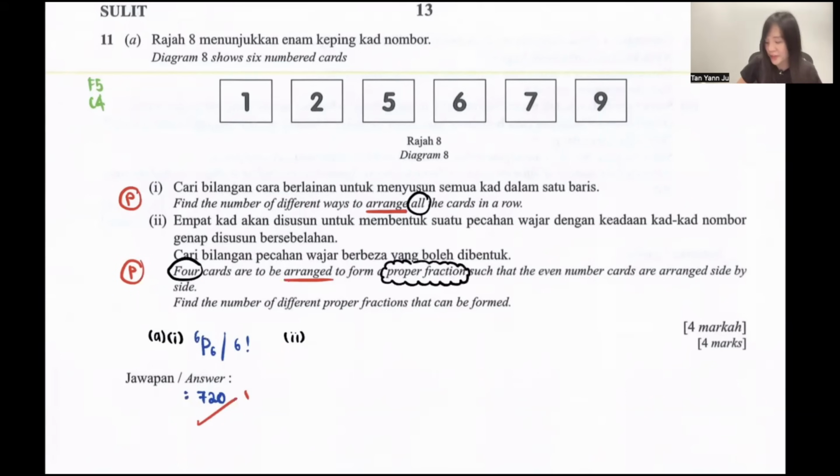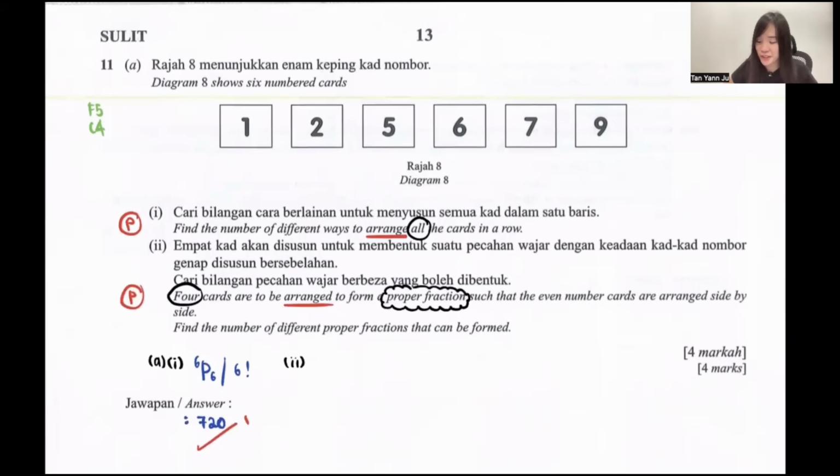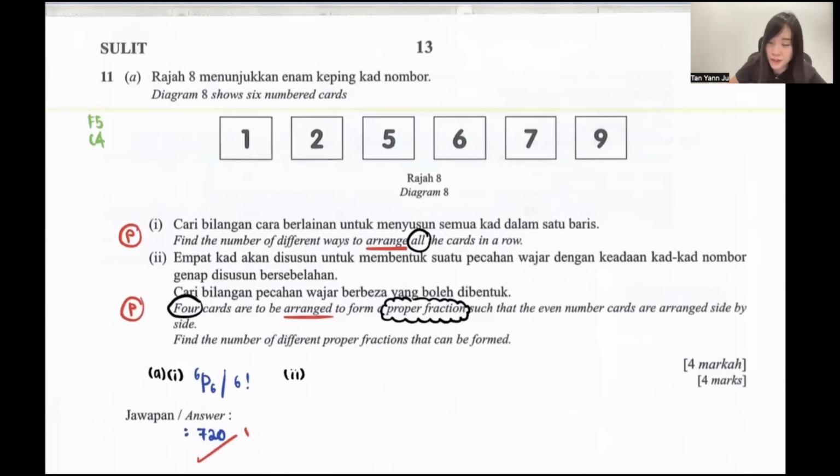You know what is a proper fraction? I think you know what is an improper fraction. What is an improper fraction? 3 over 2. Then what is a proper fraction? 2 over 3. So proper fraction, guys, the top is always smaller than the bottom. You're going to remember that. Proper, that means the bottom must always be very big. That is a proper fraction, okay?